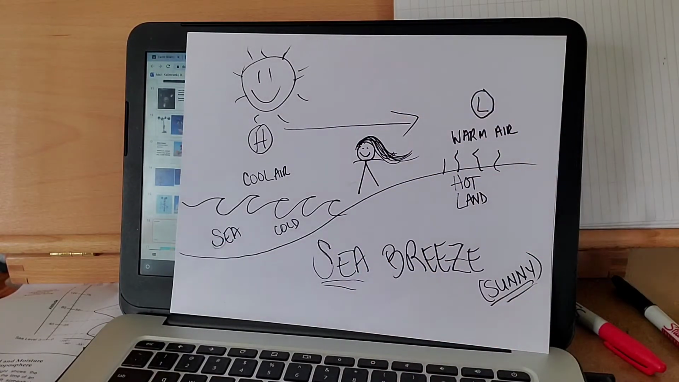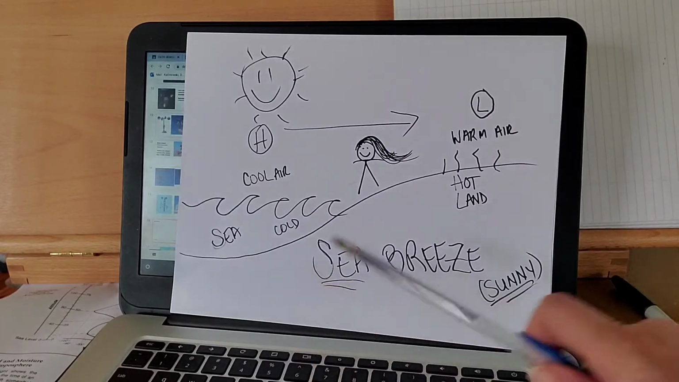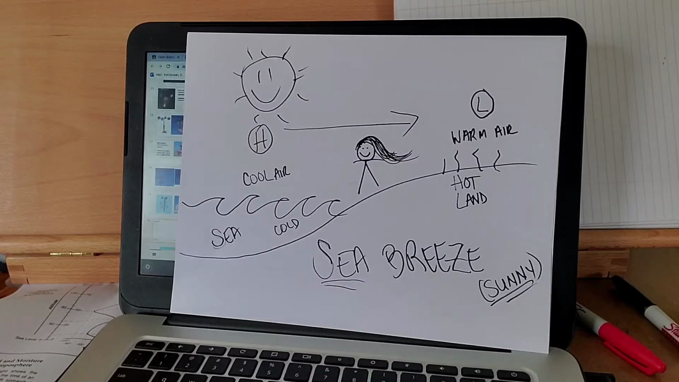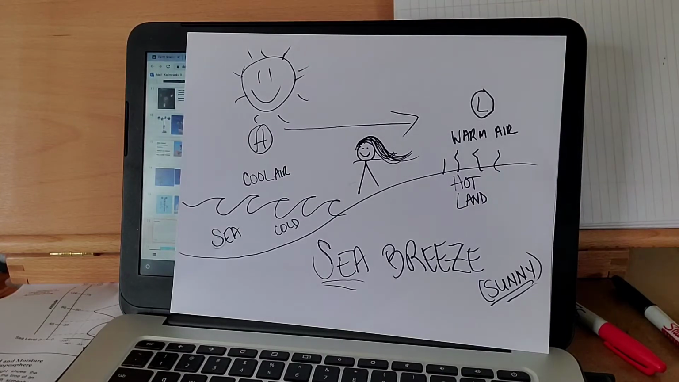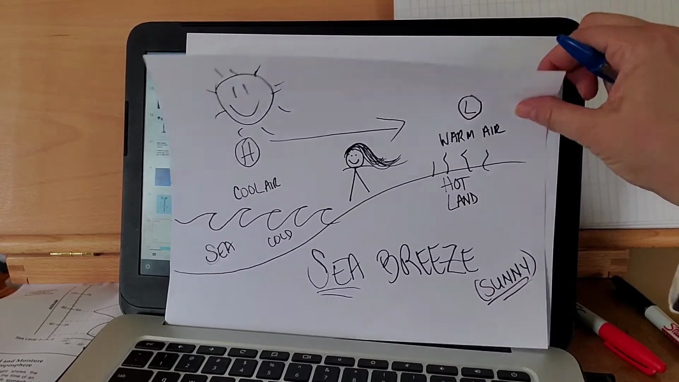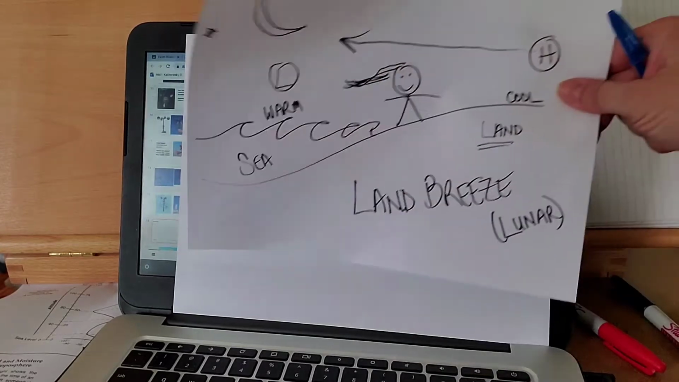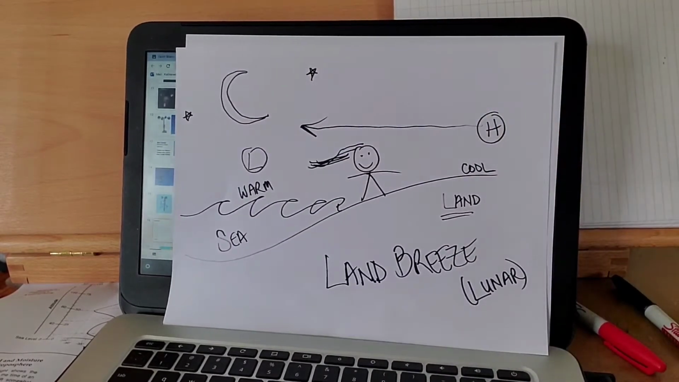Winds blow from high to low. Winds are named after where they come from. That's why this is a sea breeze. Remember, if it's sunny out, if it's during the day, if it's a beautiful summer afternoon, sea breeze. Sunny, sea breeze. And we also drew this last time. Not that. Sorry. This. Land breeze.